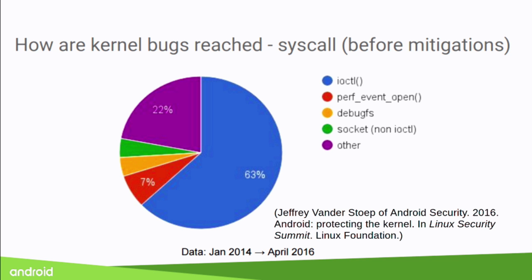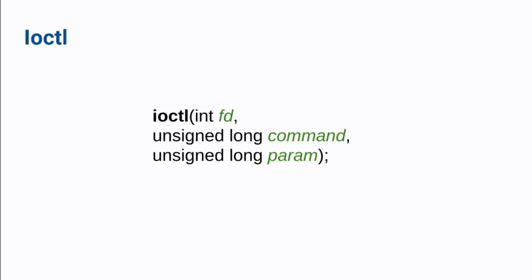And as it turns out, this is, again, a slide from Jeffrey Vanderstoep. With the same data set, he shows that 63% of these kernel bugs are being reached via ioctl. So ioctl is a huge problem here. So with this said, it's probably prudent to go back and take a more in-depth look at ioctls, and get a sense of why they're causing so many problems.